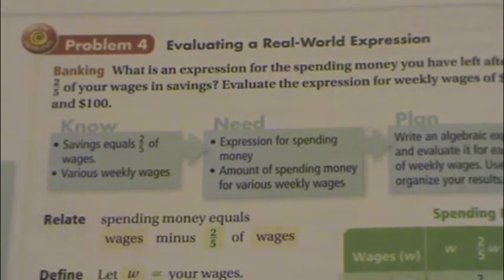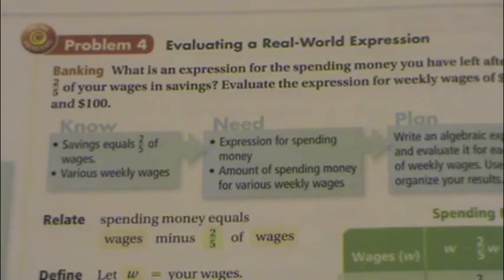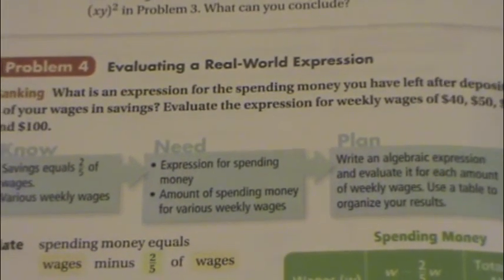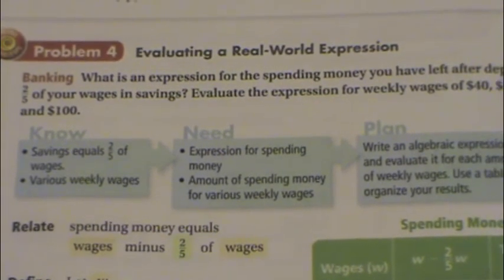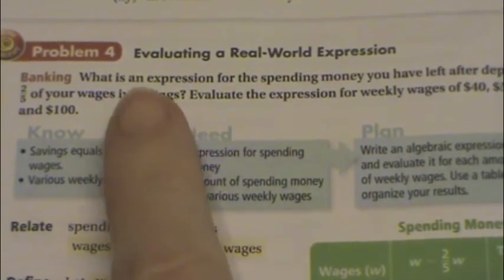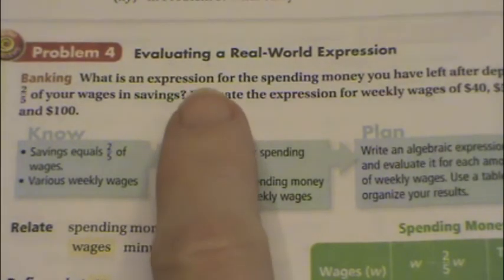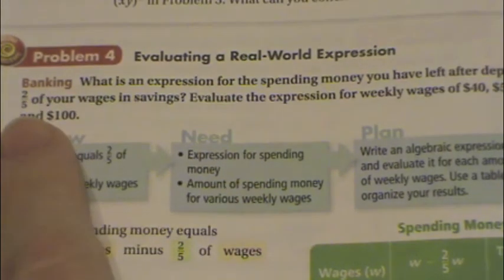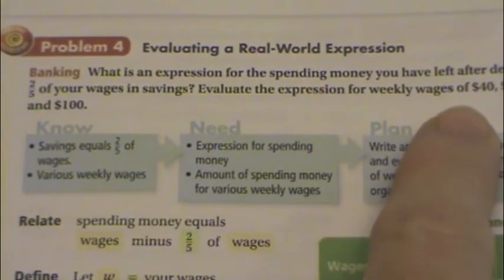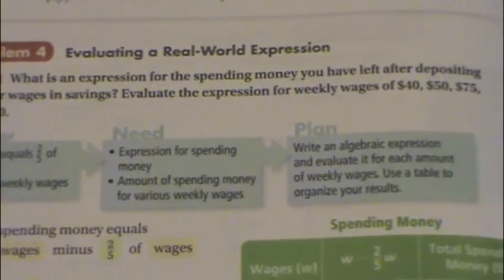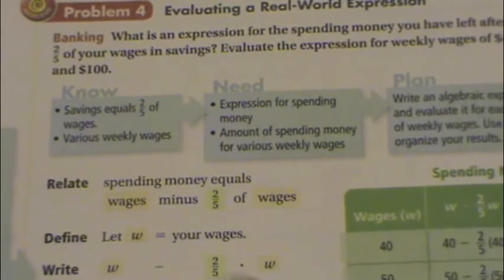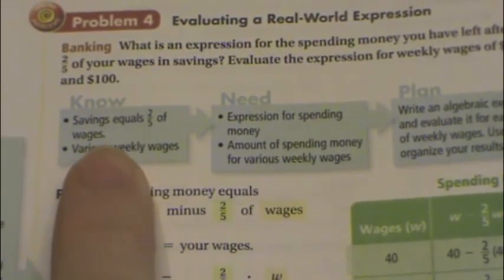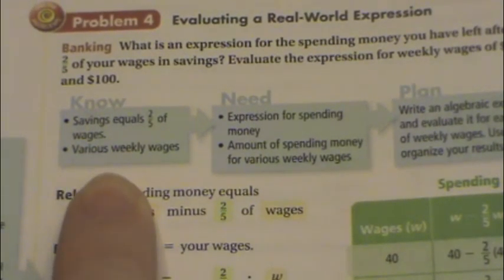Now, for those of you that are lost, I'm just on page 12. I just read the first thing. We actually spent some time yesterday translating these things into math. So they want to know, how do you solve the problem? 2/5 of your wages, these are your different wages. Okay? They give you a little chart. What do you know? Your savings is 2/5 of your wages. You have 4 different weekly wages to work with.